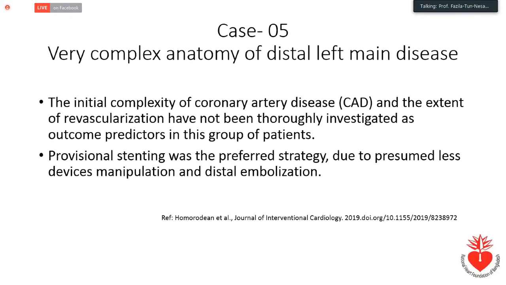Sometimes left main disease, especially distal left main anatomy, can be very, very complex. And interestingly, the initial complexity of coronary artery disease and the revascularization strategies have not yet been thoroughly investigated as outcome predictors in this subgroup of patients. However, generally, the consensus is that provisional stenting is the preferred strategy. Why? Because there is presumed less device manipulation, and also there is less chance of distal embolization.